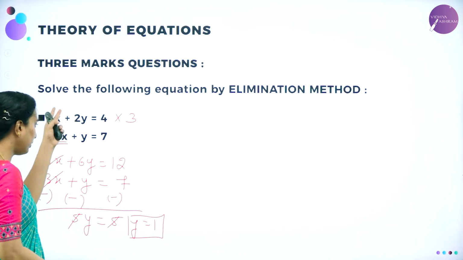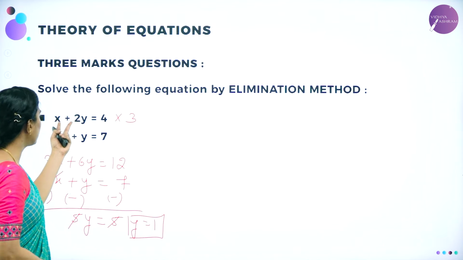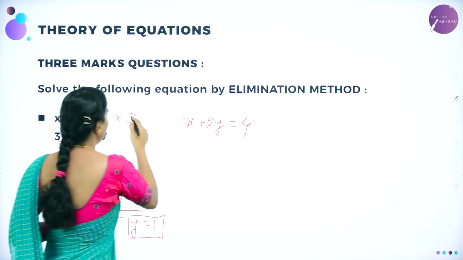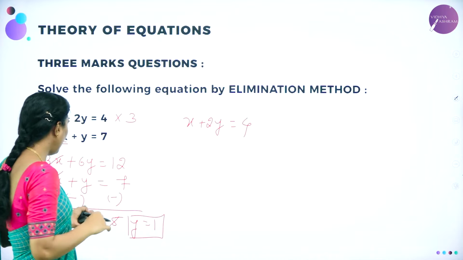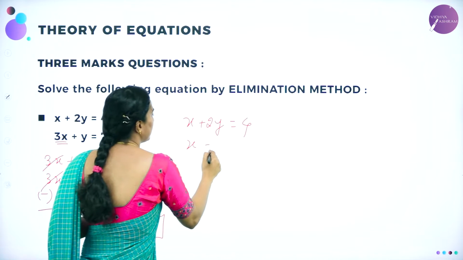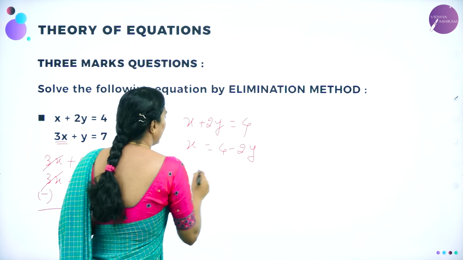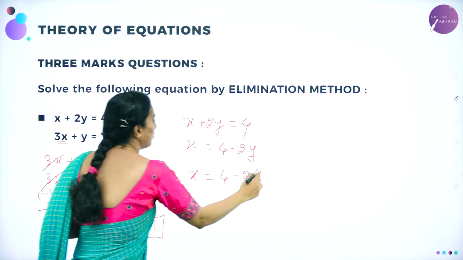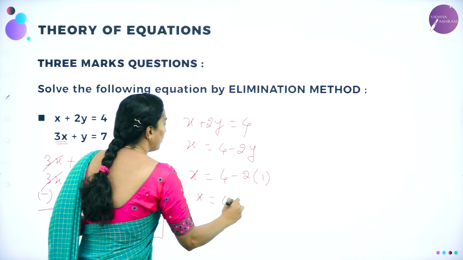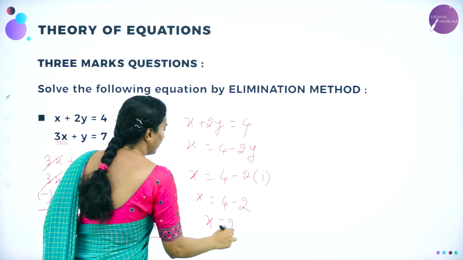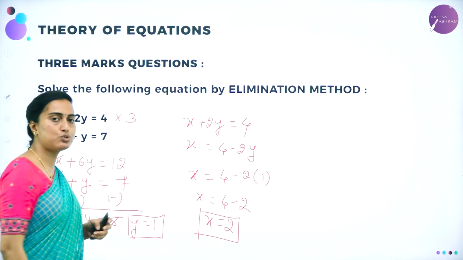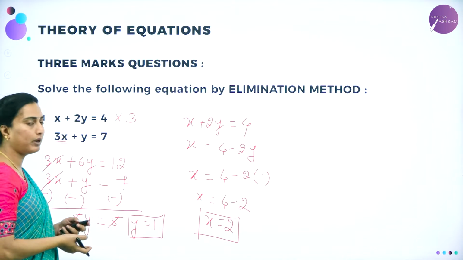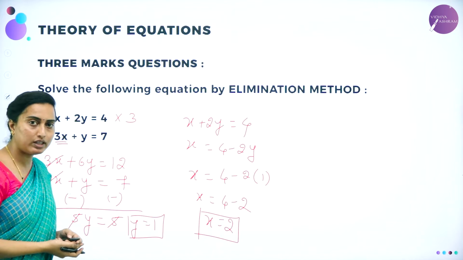Now substituting in one of the equations. Now taking this equation only, x plus 2y is equal to 4, without the multiplication by 3. Okay. Now I want the x value. x can be written as 4 minus 2y. Otherwise x will be equal to 4 minus 2 into y value, which is 1. So x will be equal to 4 minus 2. x is equal to 2. So you are getting the value of x as 2, y is equal to 1 by elimination method. I hope you got this one, how to solve by elimination method. We'll move on to the next problem.